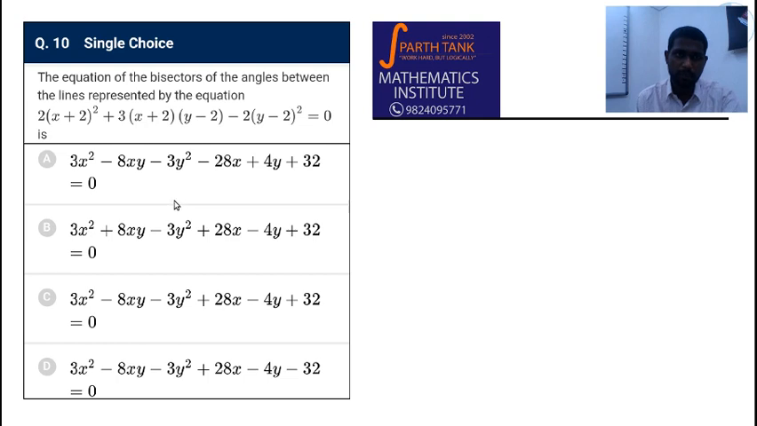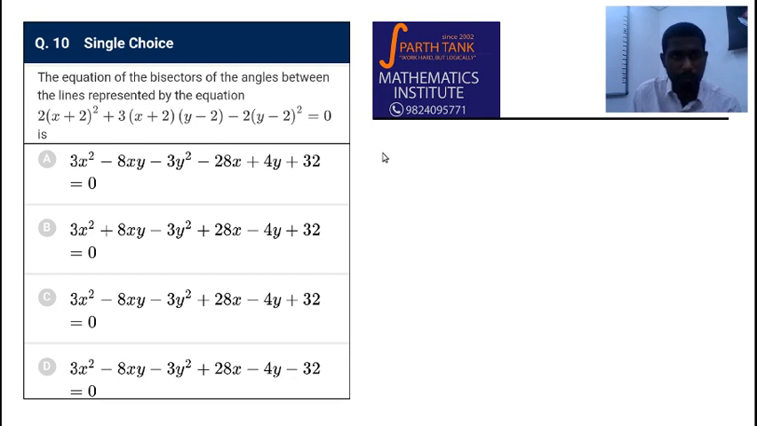Moving on to question number 10. The equation of the bisectors of the angles between the lines represented by the equation 2 times (x plus 2) the whole square plus 3 times (x plus 2) into (y minus 2) minus 2 times (y minus 2) the whole square is equal to 0 is which one? Okay. Now first let us find the two lines from this, and then we'll go for the equation of the angle bisector.